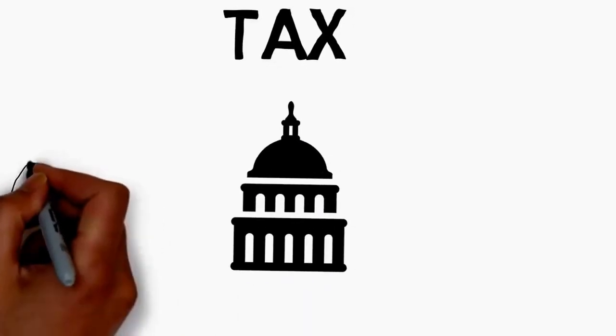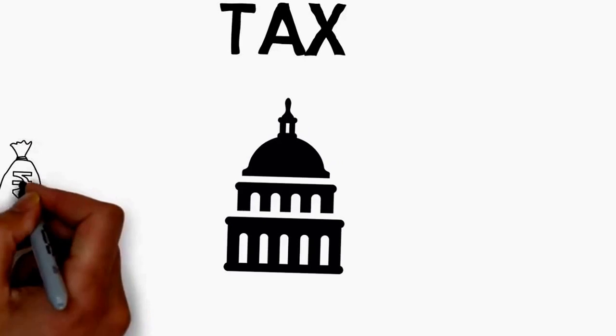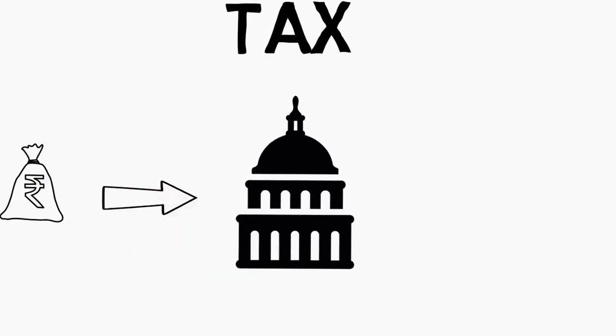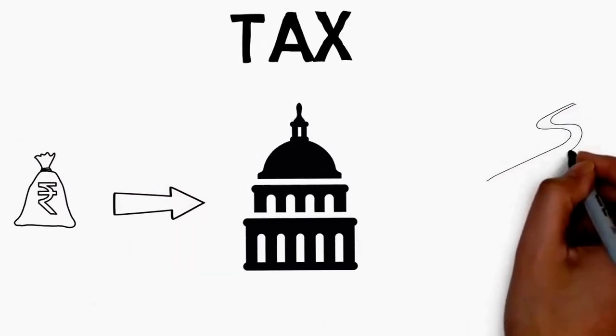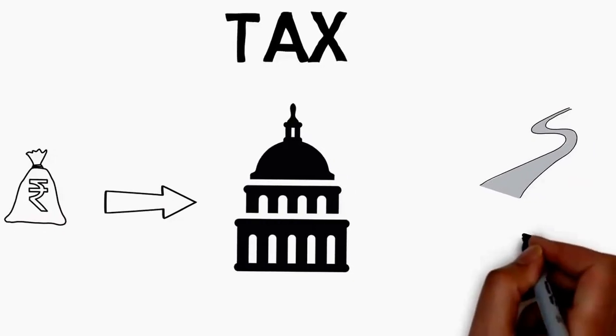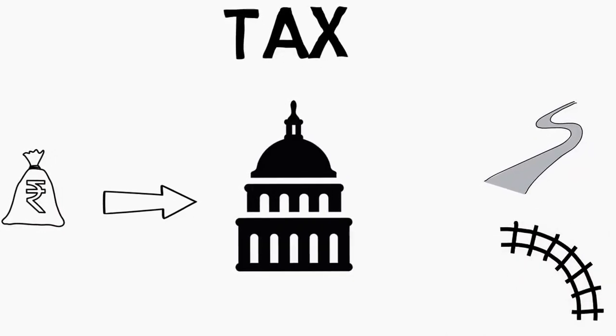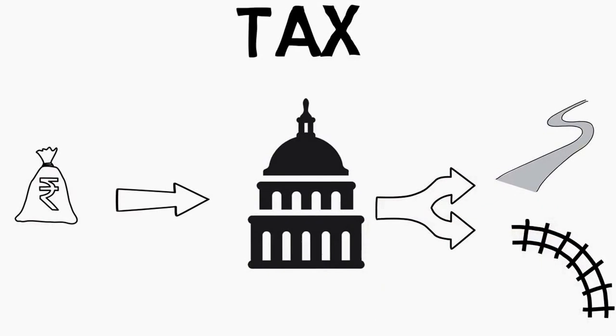Tax is the money which is paid to the government. It is imposed on your income, business profit, cost of goods and services and transactions, so that the government can use this money in public interest and to pay off the national debts.